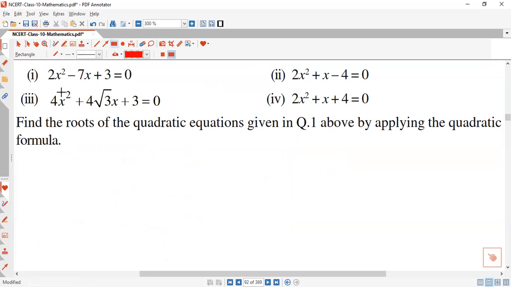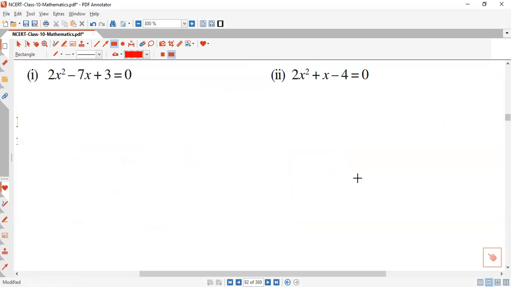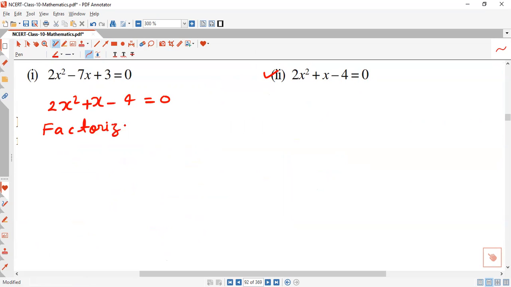So I can solve these questions by both methods, so that you can understand better. Question number 2: 2x² + x − 4 = 0. First, I will solve this question by the factorization method. So I would like to find the factors of this one.